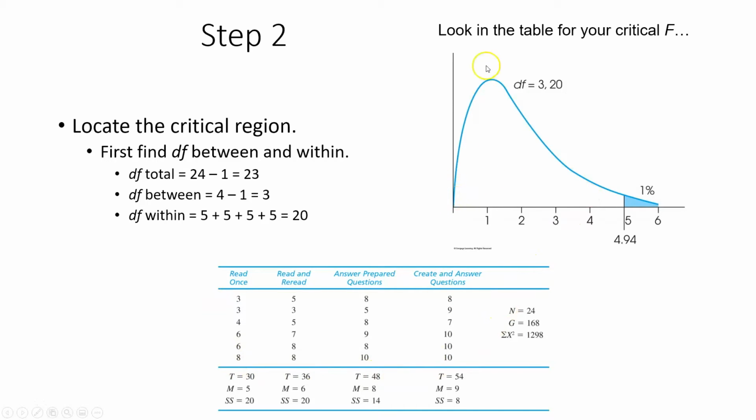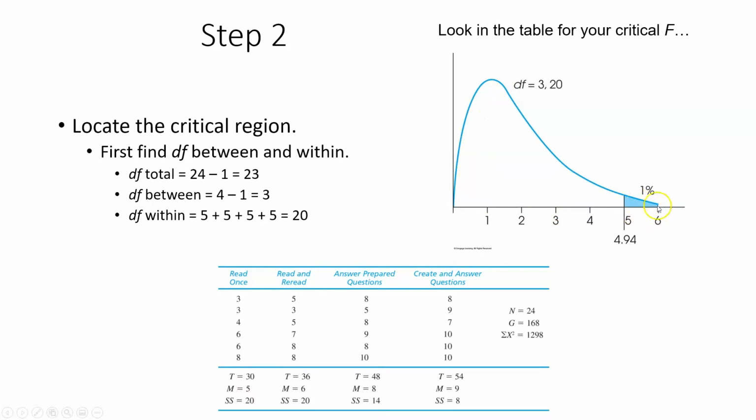So we draft it out. It looks like this. It peaks around 1. We draw our critical region here at 4.94, and this is the top 1% of scores that we might find if the null hypothesis were true. Just by chance, they might be larger than 4.94, but most of the time, they're not. Most of the time, 99% of the time, they're going to be lower than 4.94.